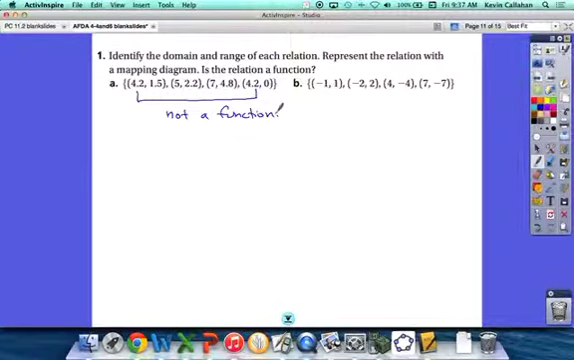Okay, how about this one? -1, -2, 4, and 7. Is it a function? That is a function, right? No repeats. Therefore, function.